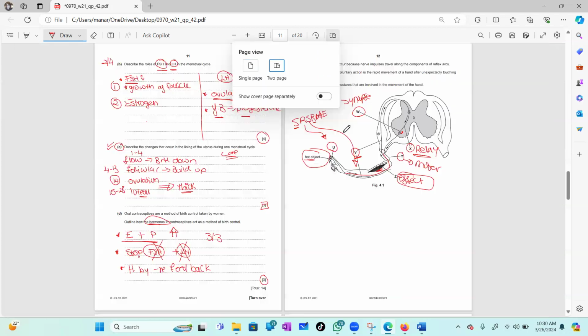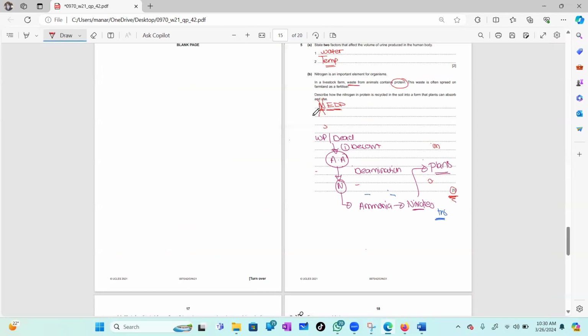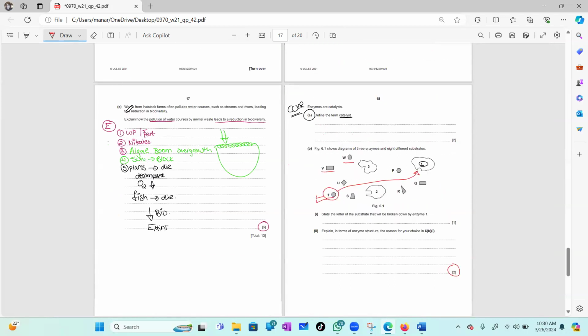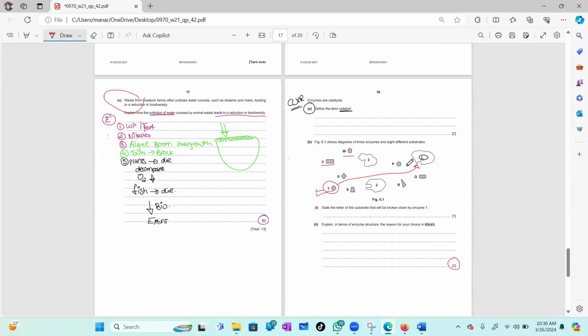And the ecology questions are straightforward. Those who studied it, good for you. Those that did not study it, they lost at least 5 marks. Nitrogen cycle is a clear question, and eutrophication is a clear question. Enzymes, you all got the enzymes correctly.